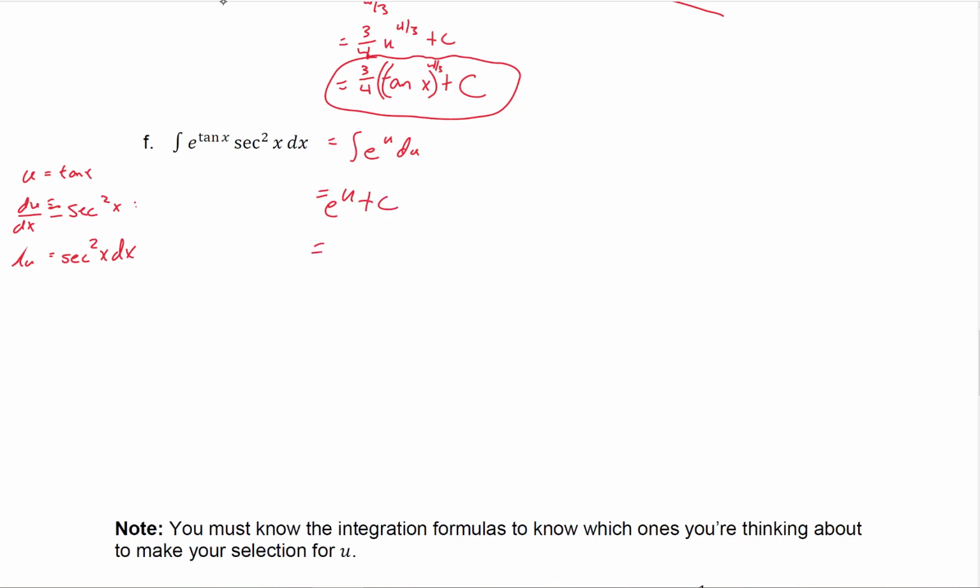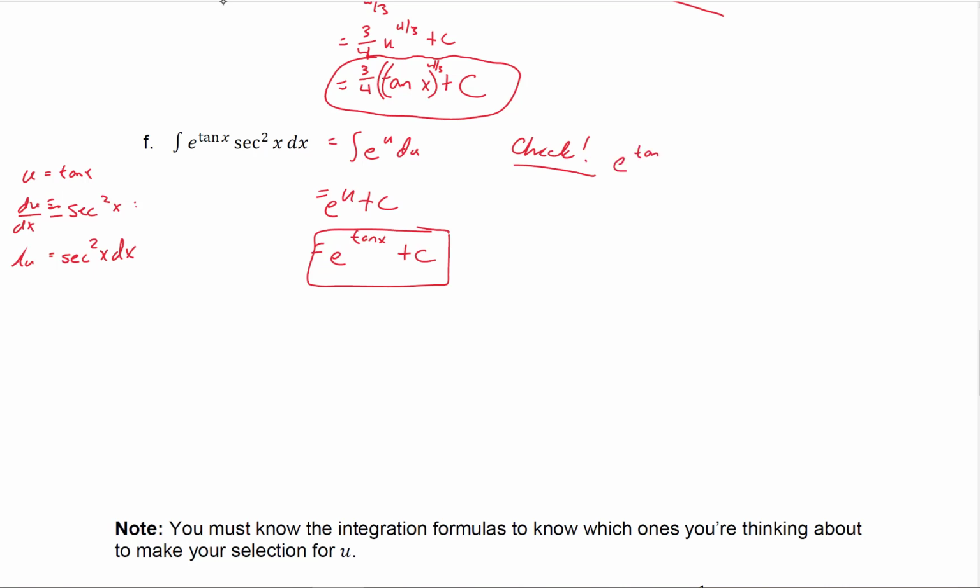And so then do our back substitution. There really isn't anything to simplify there. So this becomes e to the tangent x plus c. And so let's check it. This is a fairly easy one to check.